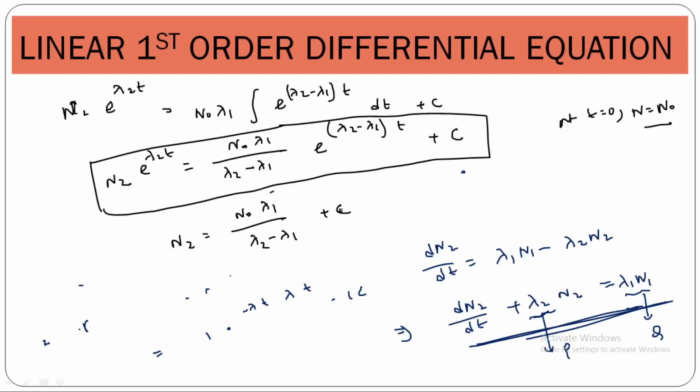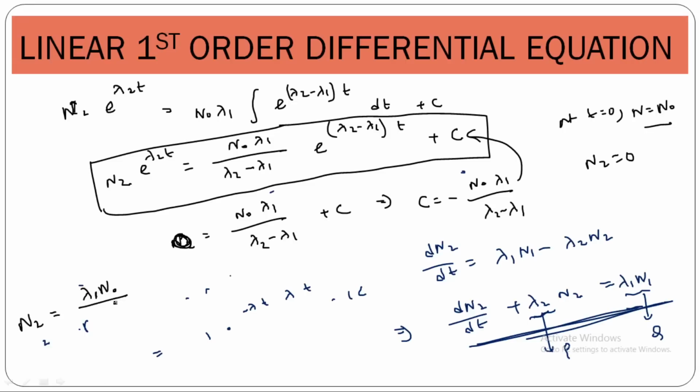At t is equal to 0, n is equal to n0, but n2 is equal to 0. Obviously n2 is equal to 0, so the left hand side will be 0. So you will get c from here, that will be minus n0 lambda 1 divided by lambda 2 minus lambda 1. Now if you put c here, you will get the expression. n2 will be lambda 1 n0 divided by lambda 2 minus lambda 1 into e to the power minus lambda 1 t minus e to the power minus lambda 2 t. This will be your final expression. Okay, thank you.